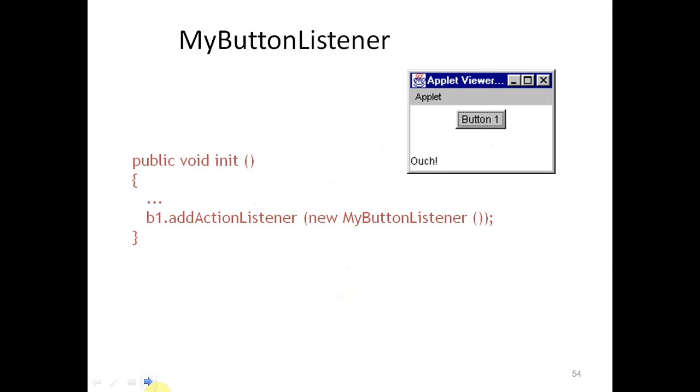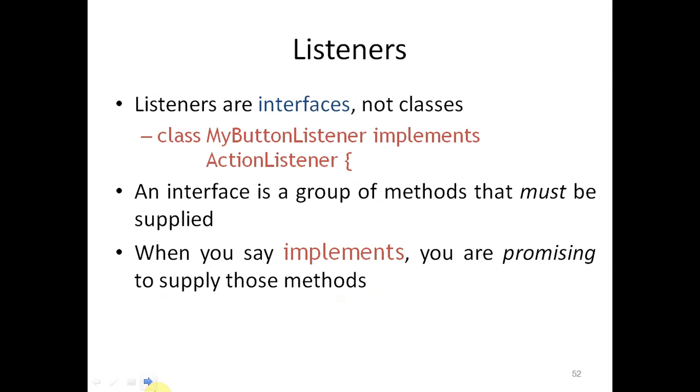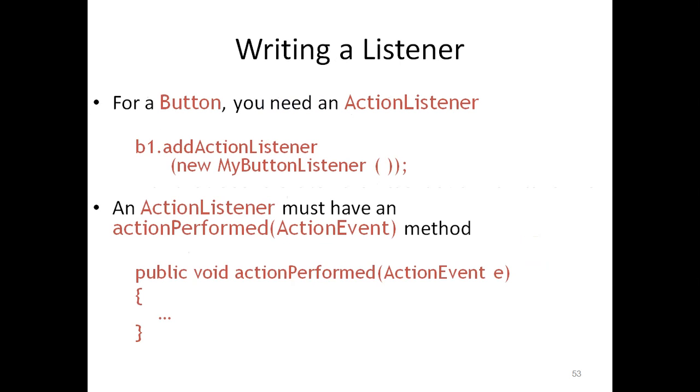So you can see some more facts also. Listeners are a very important part of AWT programming. Listeners are interfaces, not classes. So we can implement the interface in the class, for example ActionListener, and an interface is a group of methods that must be supplied. When you say implement, you are promising to supply those methods, meaning all the methods whose prototypes are defined inside the interface will be supplied. And the second thing, when we are defining the button, we must write button dot addActionListener, and then we will write the object of the listener class.